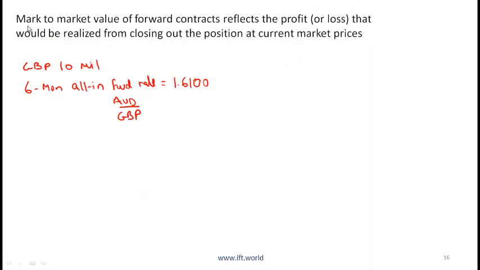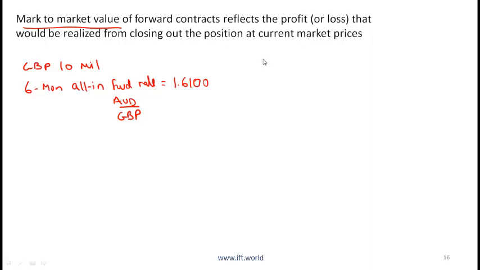Now let's talk about the concept of mark-to-market value of forward contracts. And this statement here describes the concept well. Mark-to-market value of forward contracts reflects the profit or loss that would be realized from closing out the position at current market prices. So recall from level 1 that the value of a forward contract at time 0 is equal to 0. In other words, when you get into a forward contract at time 0, neither party owes the other party anything. So the value of the contract at time 0 is 0.